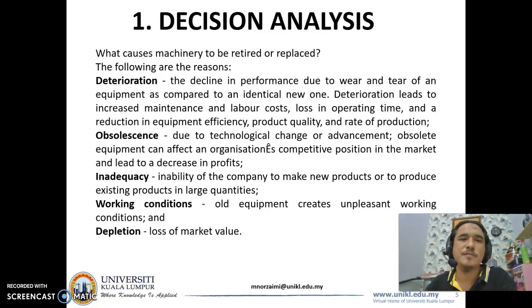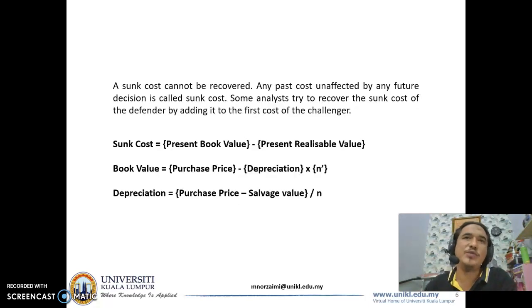Okay, so we need to use the technique of operation research to solve the problem. So what do we need to calculate for that situation? We need to calculate the three main criteria in the decision analysis. We need to calculate the sunk cost. What is a sunk cost? Sunk cost is the present book value minus present realizable value.